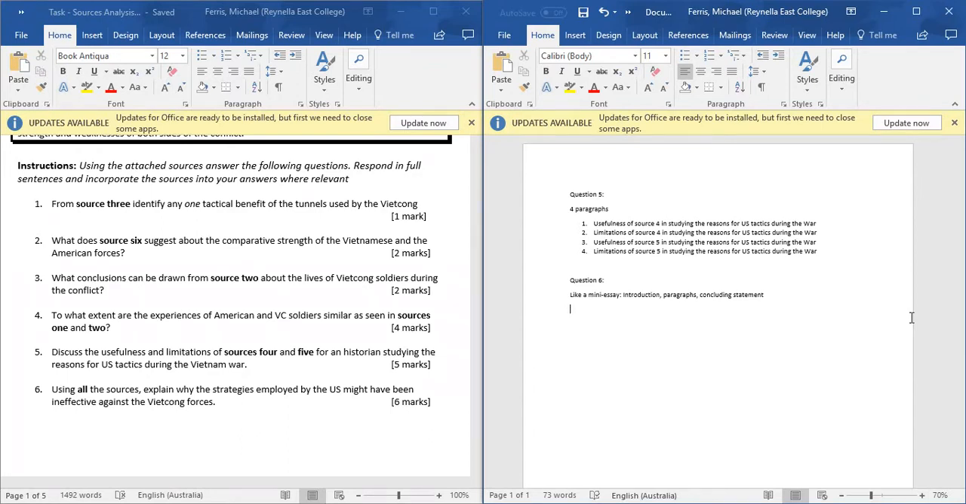In order for us to get the full 5 marks, what we need is to use the correct structure and then to talk about the usefulness and limitations of both sources. The best way to do this is to write 4 paragraphs. One that has a look at the usefulness of source 4 in studying the reasons for US tactics, one that looks at the limitations of source 4, and then again the usefulness of source 5 and the limitations of source 5.